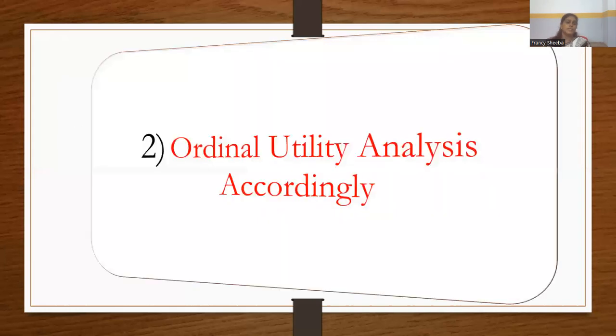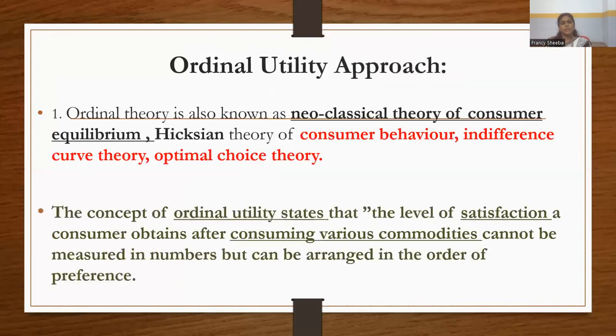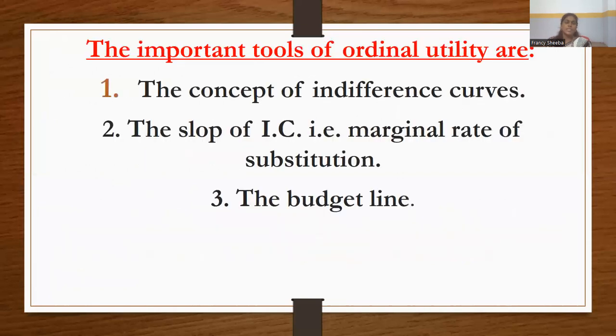Now it's time to understand the meaning of ordinal utility analysis. Ordinal theory is also known as the neoclassical theory of consumer equilibrium, Hicksian theory of consumer behavior, indifference curve theory, optimal choice theory. The concept of ordinal utility states that the level of satisfaction a consumer obtains after consuming various commodities cannot be measured in numbers, but can be arranged in the order of preference.